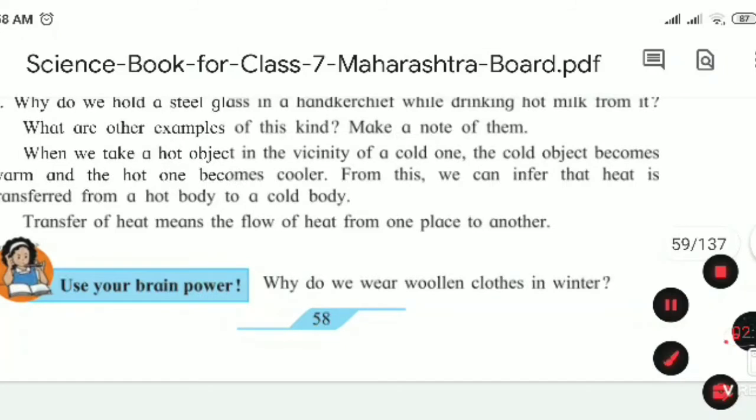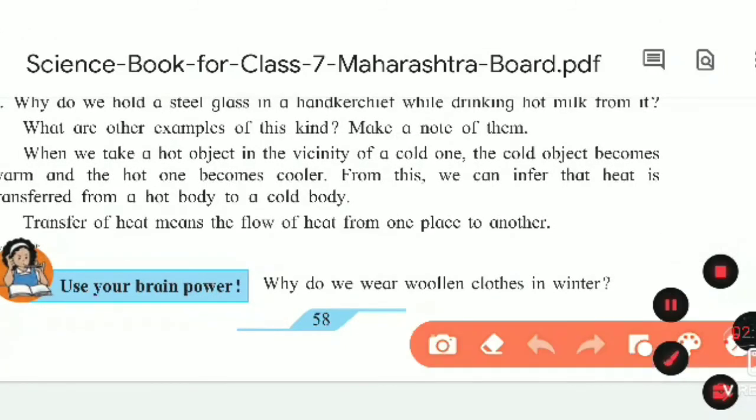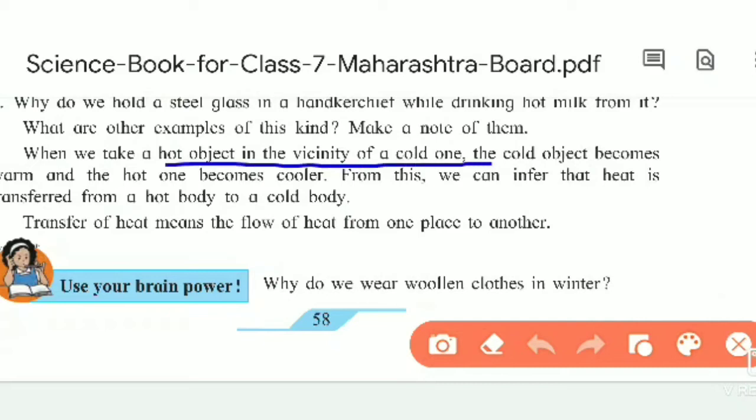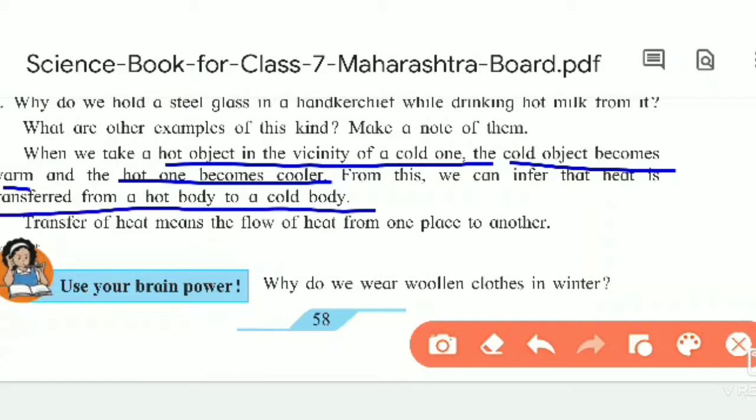This is called the vicinity. If we take a hot object in the vicinity of a cold object, in contact with the cold object, the cold object becomes warm and the hot object becomes cool, and from this we can infer that heat is transferred from the hot body to the cold body.